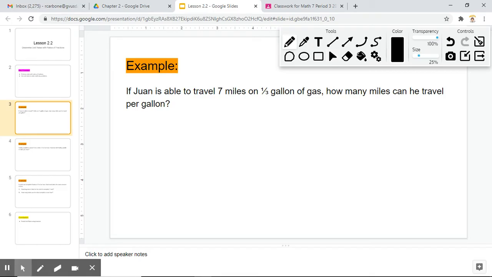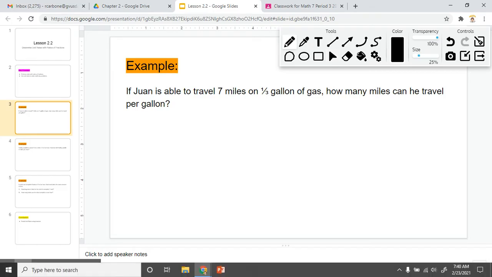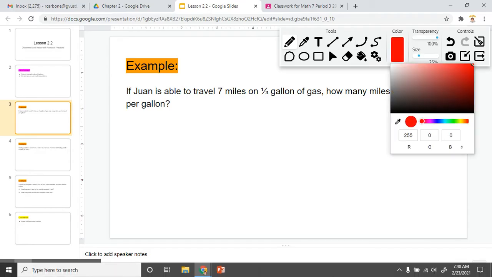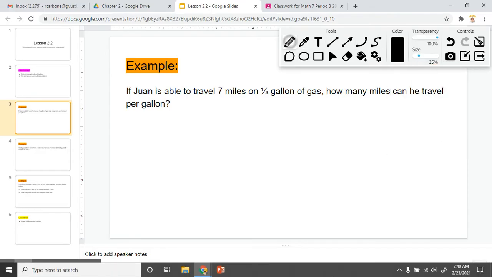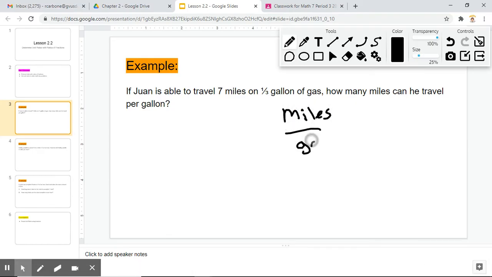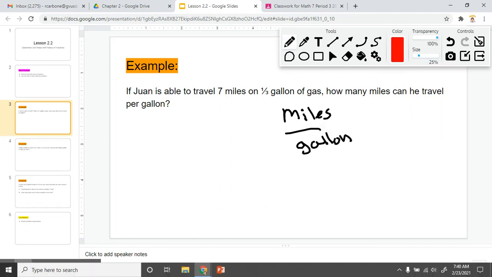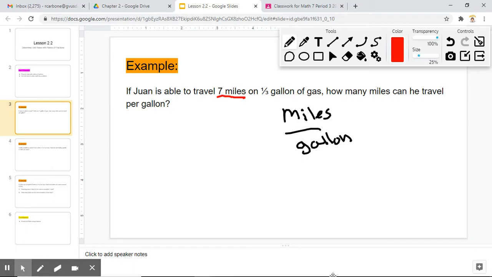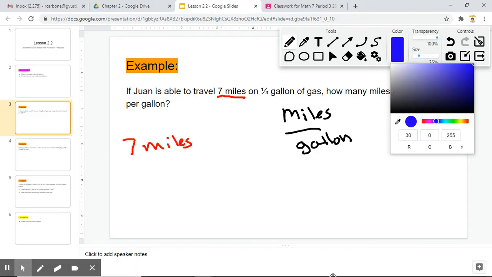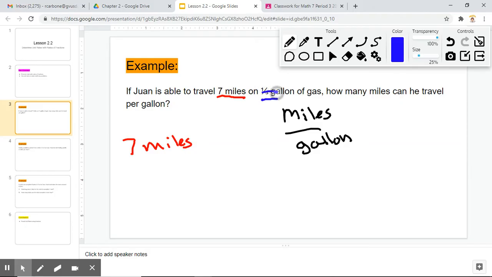All right, so let's get over to our first example here. If Juan is able to travel 7 miles on a third a gallon of gas, how many miles can he travel per gallon? All right, so here we want to use the units miles per gallon. So miles over gallon. Now you may be asking yourself, how are we going to set up this ratio here? Well, we have 7 miles, so our numerator here will be 7 miles. And we're going to divide that by a third a gallon of gas, 1/3 a gallon of gas.